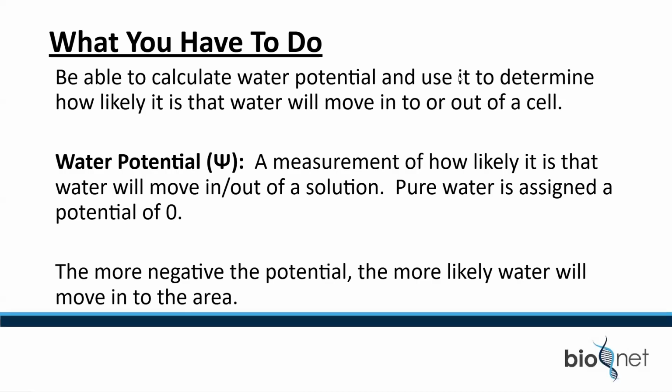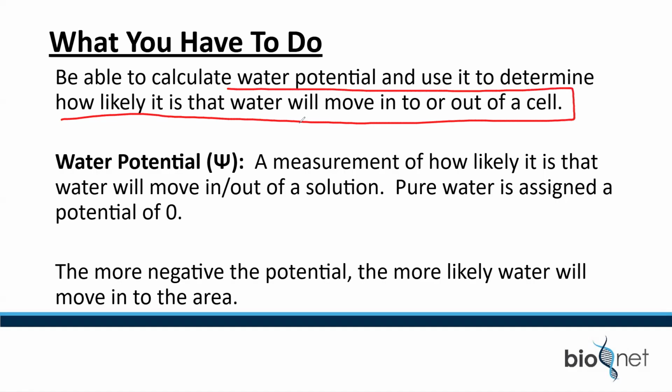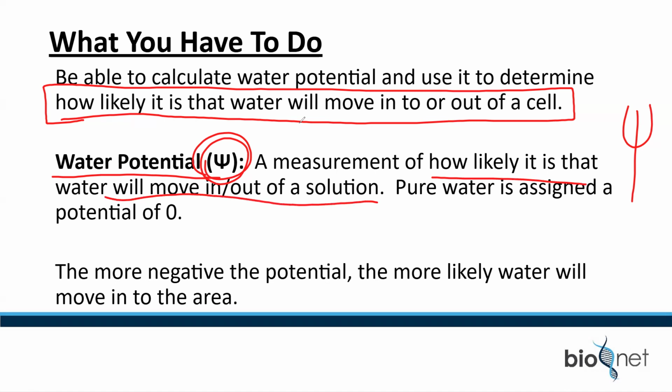Okay, so what are you going to have to do to be able to calculate water potential and determine what it means? First off, let's go over the definition. Water potential is how likely water will move in or out of a cell. So this is going to build on our understanding of osmosis and tonicity, as I mentioned before. Water potential is given the Greek letter psi. Think about Poseidon's trident, right? That's where psi comes from. And so we're talking about water, and again, it's the measurement of how likely it is that water will move in or out of a solution.